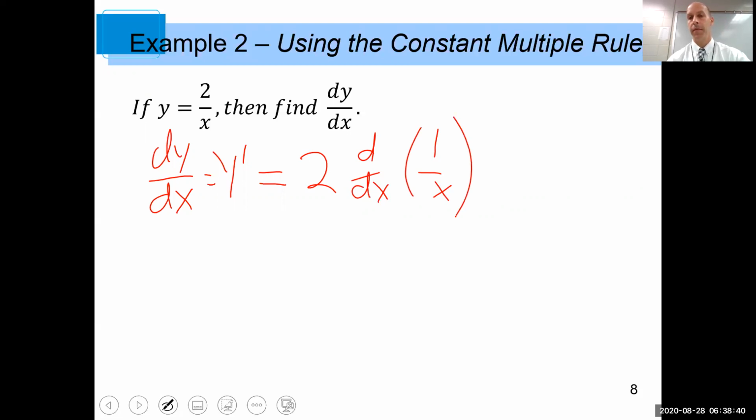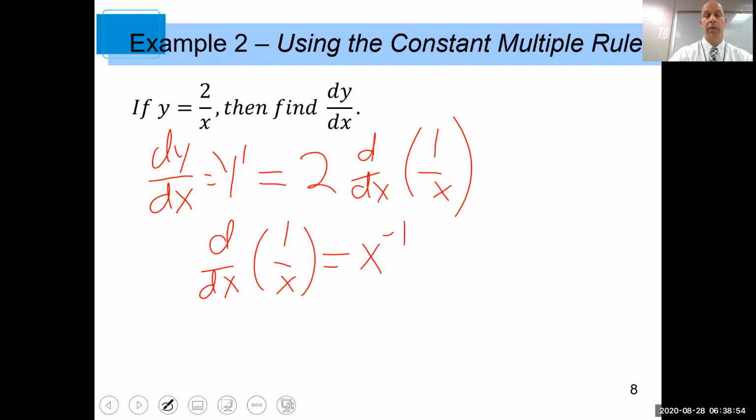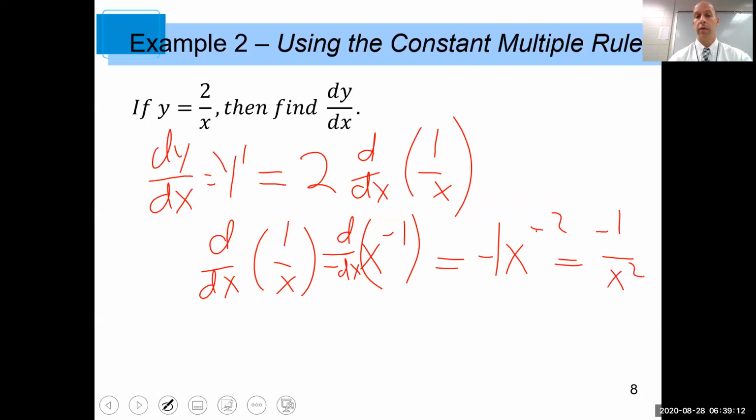That's my claim. Now, the derivative of 1 over x, we can use our power rule, so let's just go ahead and do that. The derivative of 1 over x, I'm going to rewrite that as x to the negative 1. Now I'm going to take the derivative of that. So I use my power rule, so that's going to be negative 1, leave the x alone, and then you subtract 1 from the exponent. Now I'm going to simplify that, so that's negative 1 over x squared.